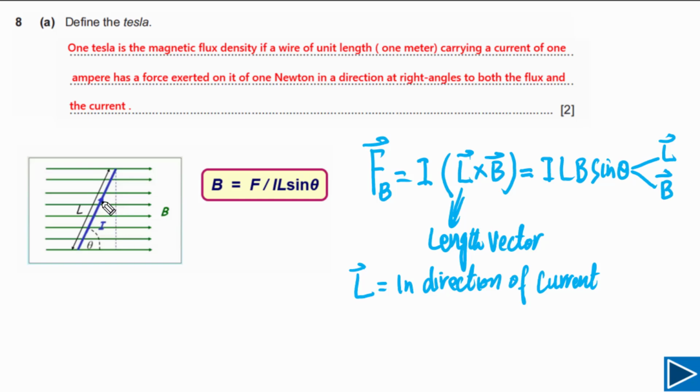Now what is the direction of the L vector in this case? Current is up, so the direction of the L vector is also in the direction of current. So the angle between the L vector and the B vector in this case is theta. I hope this is clear to you how to write down magnetic force in vector form. And theta is the angle between L and B.